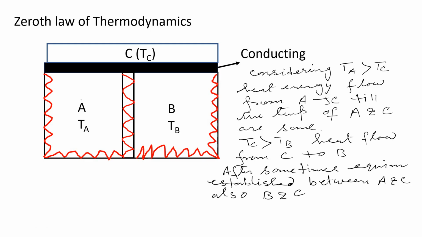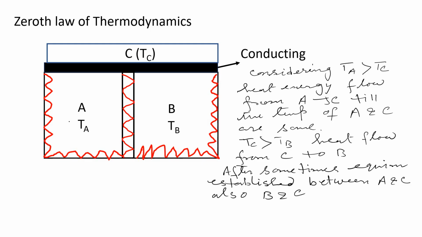Equilibrium established means there is now no heat transfer from A to C. The temperature of A and C becomes the same. Similarly, no heat transfer from C to B. That is, the temperature of C and B will be the same. And the observable properties of these systems will not change with time, right? So now they are in equilibrium, these two are also in equilibrium.